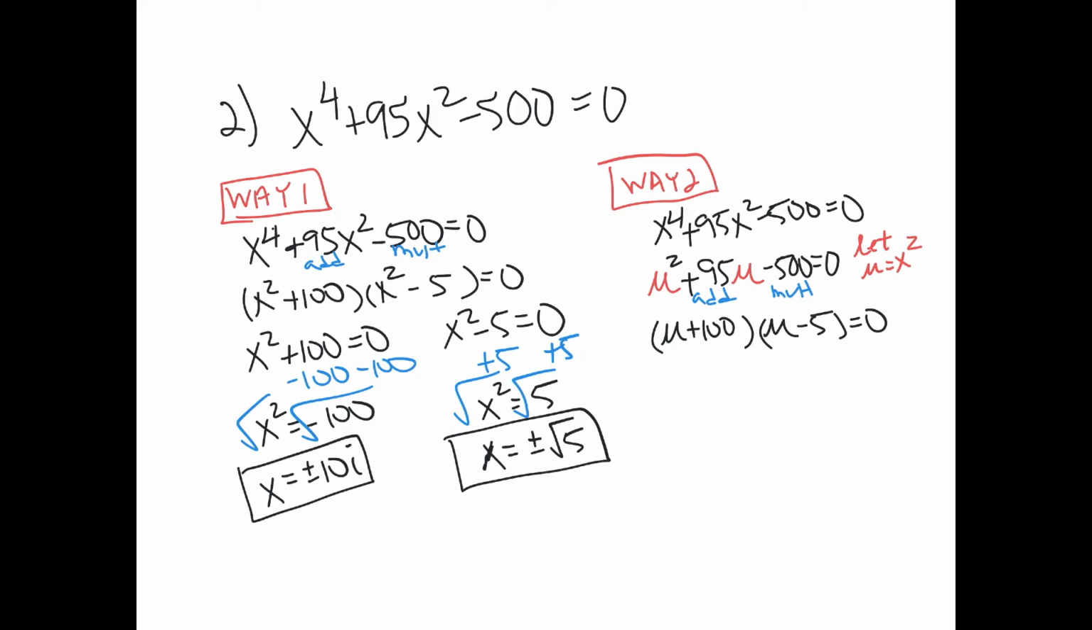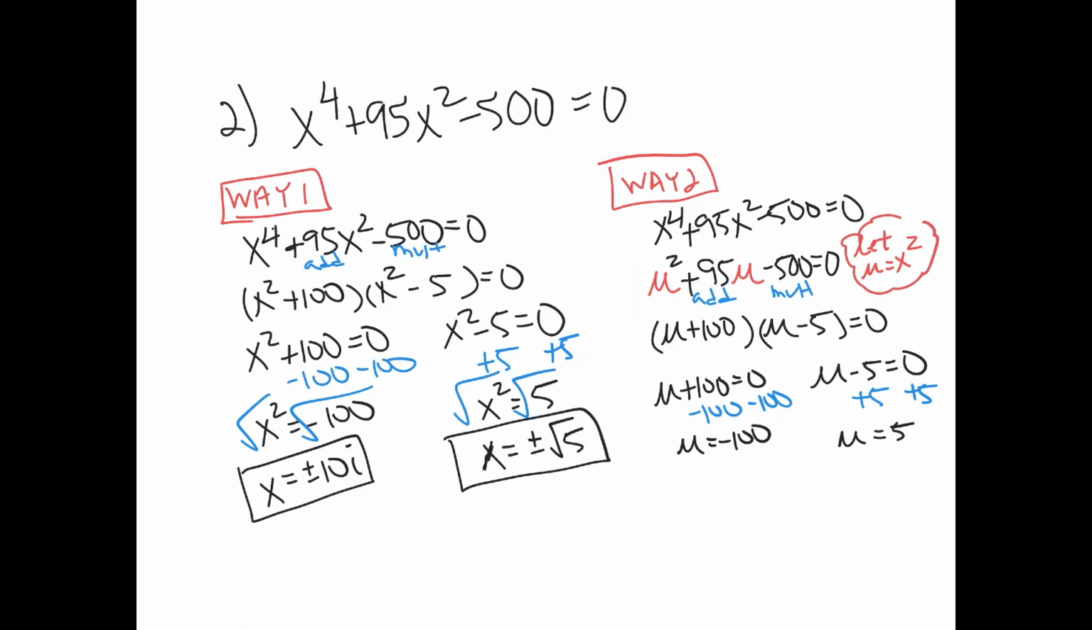Next, I can use my zero property. So u plus 100 equals 0. u minus 5 equals 0. I can solve and isolate the u, so subtract 100 from both sides. So u equals negative 100, and u equals 5. But no, I cannot box my answer. I'm not looking for u, I'm looking for x. Well, what did we let u equal? We let u equal x squared. So instead of writing u, I'm going to replace that with x squared.